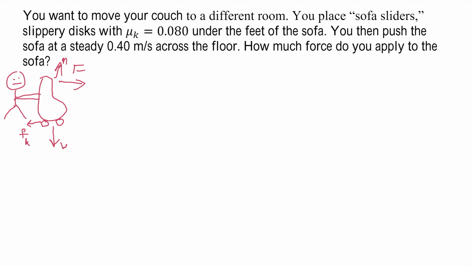All right. What do we know? We know the friction, and we know the force applied. We actually don't know the friction. We know mu sub K, which is the coefficient of kinetic friction, 0.080. And we know the velocity initial, which is the same as the velocity final because we're pushing at a constant velocity, which is 0.40 meters per second.